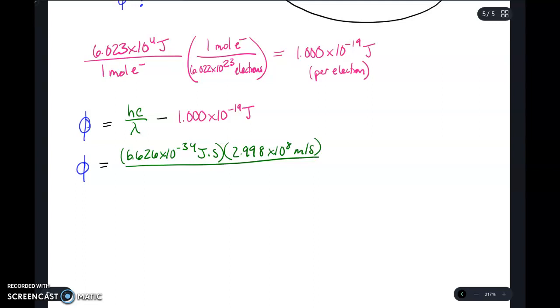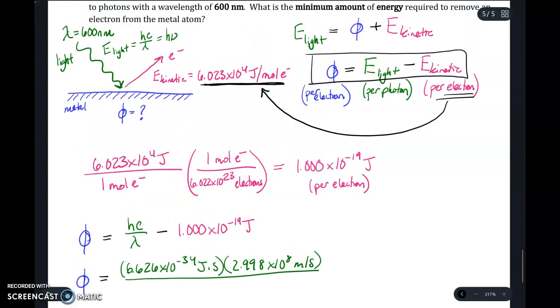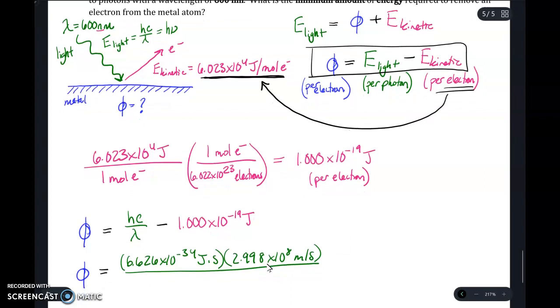And then on the bottom, I want to use the 600 nanometer wavelength, but I can't plug in nanometers because the value I plug in has to have units that match my constants. If I have meters in the speed of light, I need to have meters on the bottom. So remember my little trick, right? If I've got a unit with a prefix, I can swap out that prefix for what that prefix stands for and keep everything else the same.